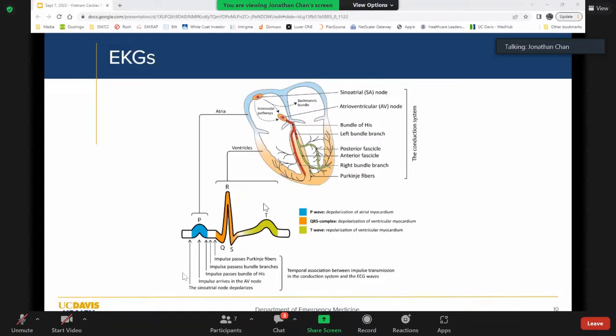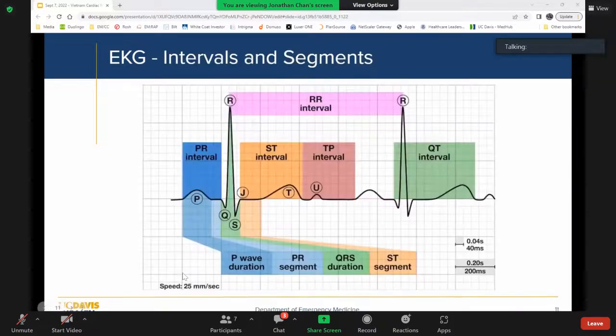And again, this is another example of what we talked about. The P wave right here is when the atria, the left and right atria, depolarize. That's how we get the P wave. The QRS here is the same thing, the depolarization of the ventricles, the left and right ventricles, the lower part of the heart. And then the T wave is the repolarization, when the ventricles relax. A little bit of the anatomy of the EKG.